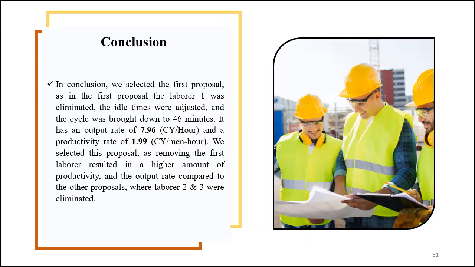And lastly, here we have the conclusion of this presentation. In conclusion, we selected the first proposal. As in the first proposal, laborer 1 was eliminated and the idle times were adjusted and the cycle was brought down to 46 minutes. It has an output rate of 7.96 cubic yards per hour and a productivity rate of 1.99 cubic yards per man-hour. We selected this proposal as removing the first laborer resulted in a higher amount of productivity and output rate compared to the other proposals where laborer 2 and 3 were eliminated.